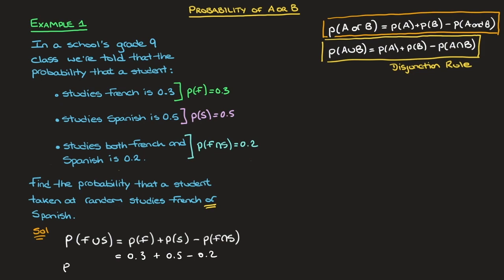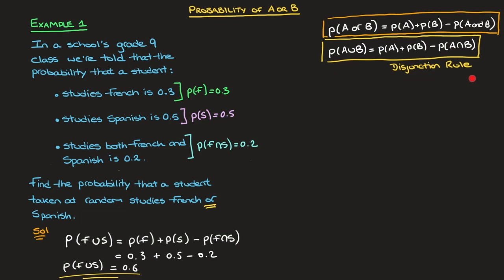And so finally, we can state that the probability that a student studies French or Spanish is equal to 0.3 plus 0.5, which is 0.8, minus 0.2, so that's 0.6. And that's the answer. What this example shows us is that provided we have the three probabilities for the formula, calculating the probability of A or B is quite simple.